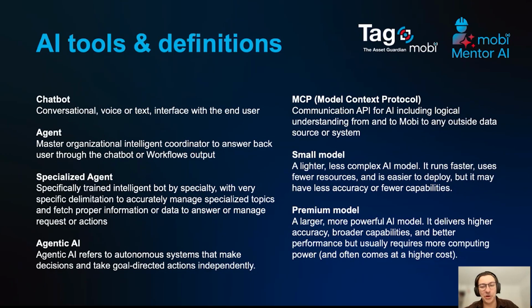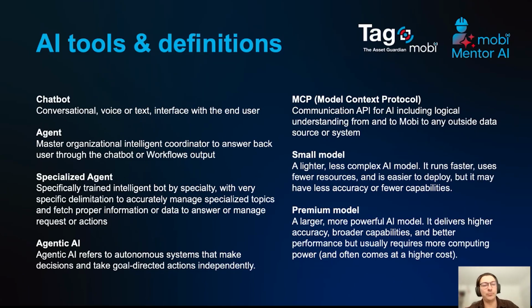We'll go a little quicker on the definitions on the right, but MCP is essentially the protocol that agents and AI use to communicate either with a system, let's say Business Central or TAG in your case, or even between agents themselves. So they don't really speak English. They speak using MCP.